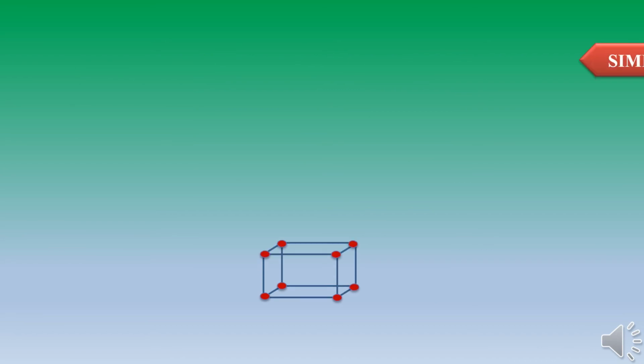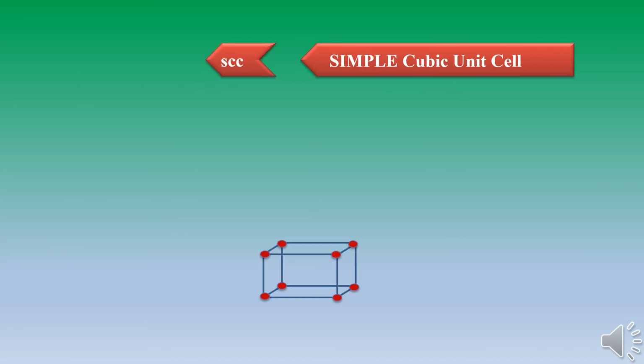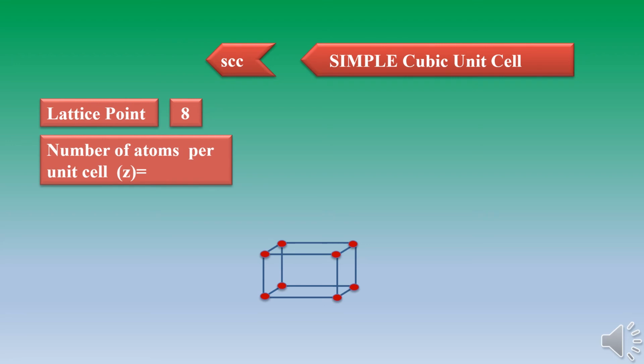First one, calculation of number of atoms in simple cubic unit cell. It is abbreviated as SCC, or it is also called primitive unit cell. If you observe the simple cubic unit cell, there are 8 corner atoms. You can look at here. So these are the 1, 2, 3, 4, 5, 6, 7, 8. There are 8 corner atoms. Total lattice points are 8, and now we'll calculate how many atoms are present in a simple cubic unit cell.